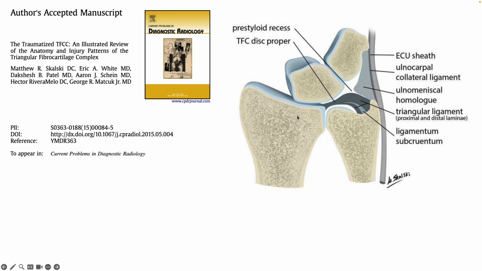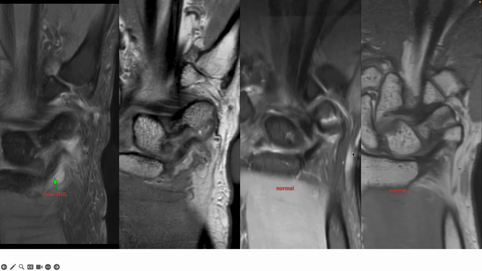Now this image is from Matthew Skalski's paper, and you can see the normal anatomy here, the radial side that attaches to the cartilage. Then you have the triangular ligament attaching to the fovea and the styloid process, the meniscal homologue, the ECU, the subsheath, and the ligamentum subcruentum, which is the fibrous tissue between the two laminae.